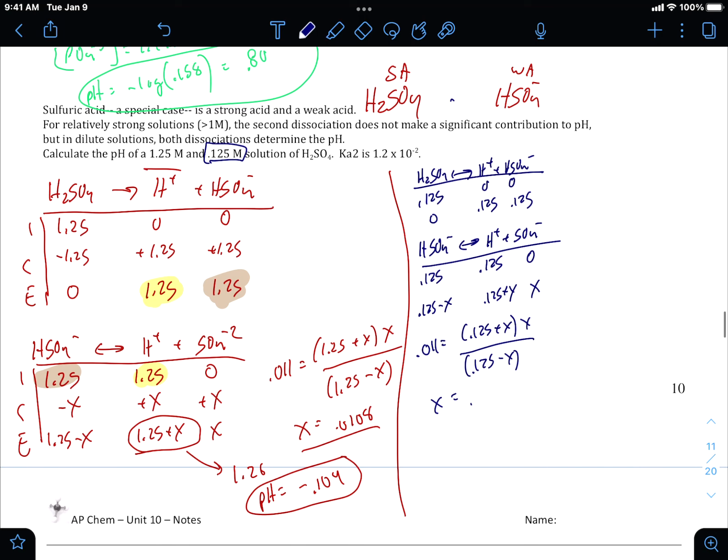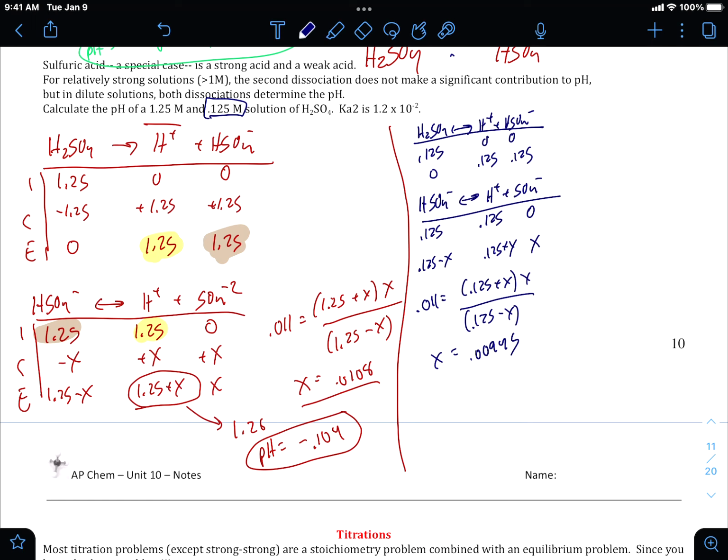Okay, so the value of x now is 0.00945. So what is the pH as a result of this equilibrium? We are basing the pH off of the last H plus value that we got. So 0.125 plus 0.00945 is not insignificant. It's 0.134, so the negative log. Our pH is going to be 0.871.